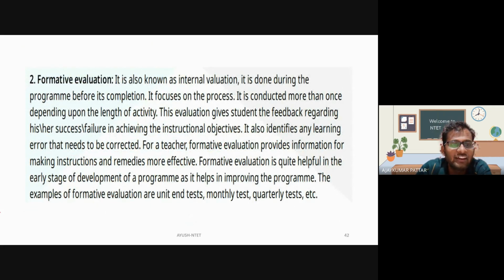Then formative evaluation क्या है? It is also known as internal evaluation. It is done during the program before its completion. It will be done during the program.